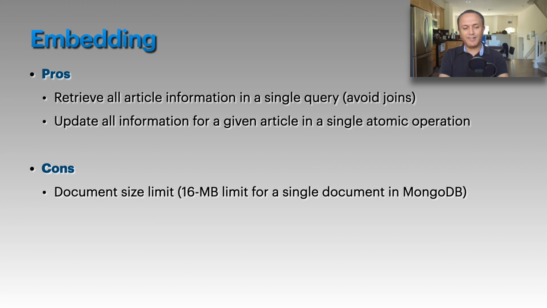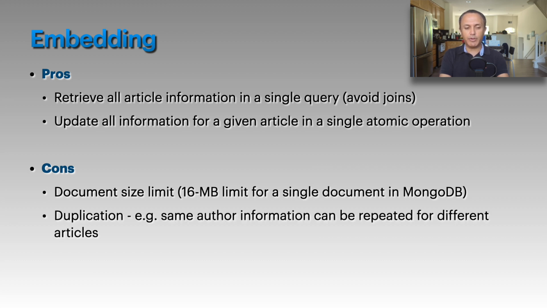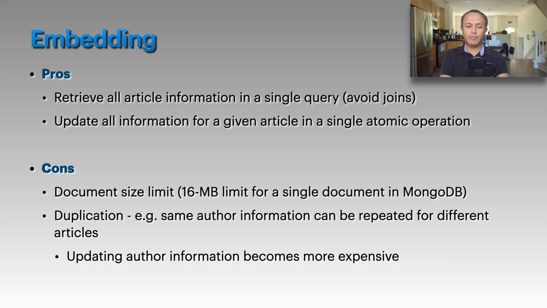The other disadvantage, which is probably the most important one that people will run into, is duplication. In our example here with the articles and the authors, if the same author writes multiple articles, that author will be repeated in all of them, right? So in that case, let's say you want to update the author information, let's say the author's email, you need to update it in all these instances. So that makes the update process more expensive.